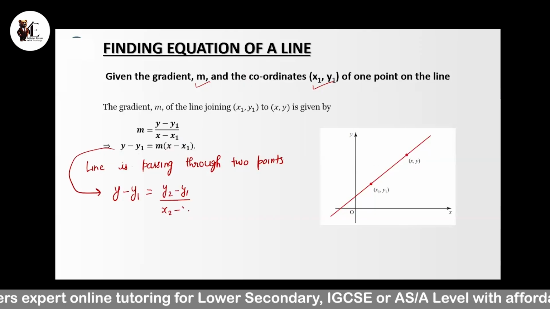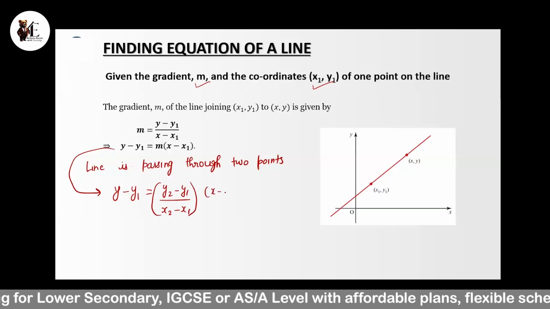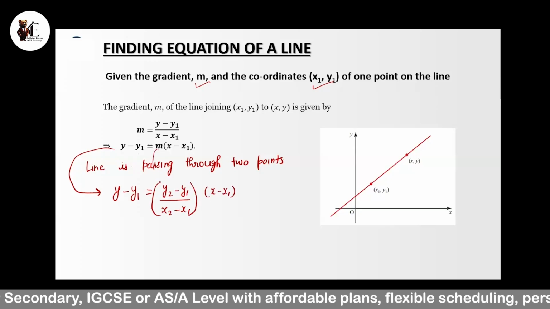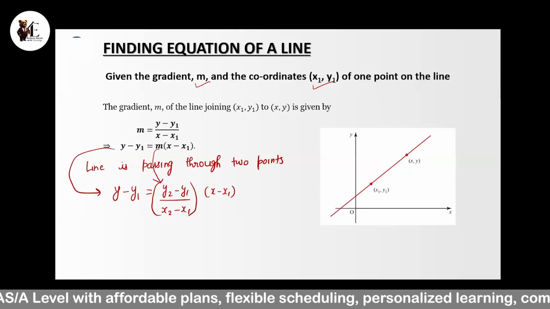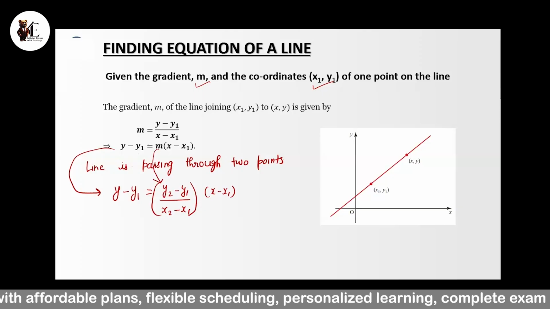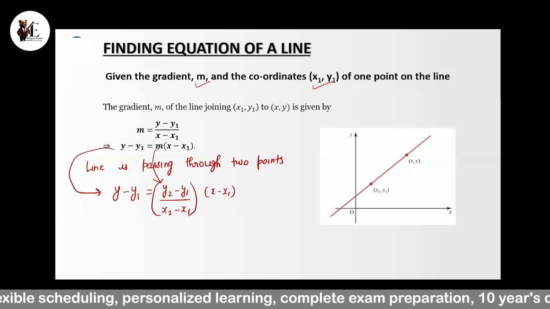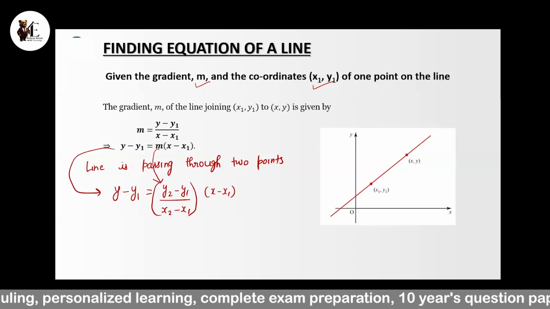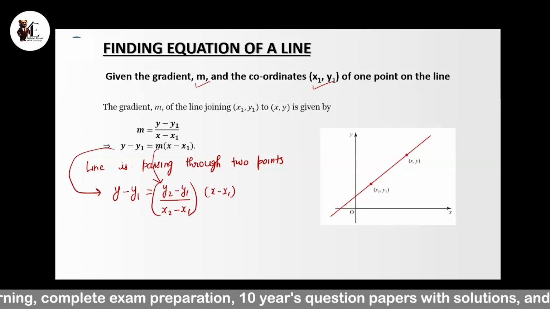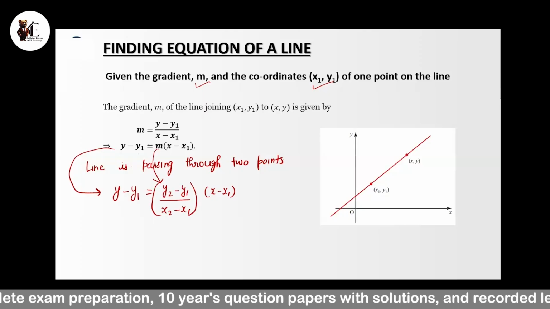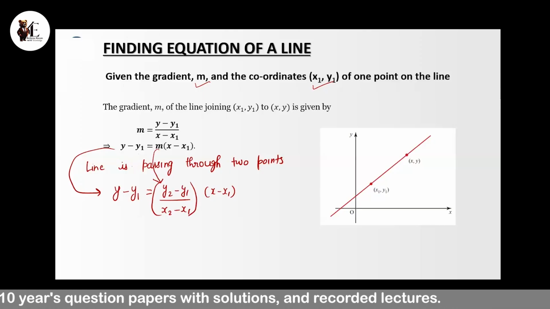Minus x, and the second bracket remains as it is. So we just substituted the value of the gradient. The formula of gradient when the line is passing through 2 points was y2 minus y1 over x2 minus x1. So that formula will be used when the line is passing through 2 points. And if the line is passing through 1 point, then the gradient will be as it is, that is m. There is no need to substitute the formula.